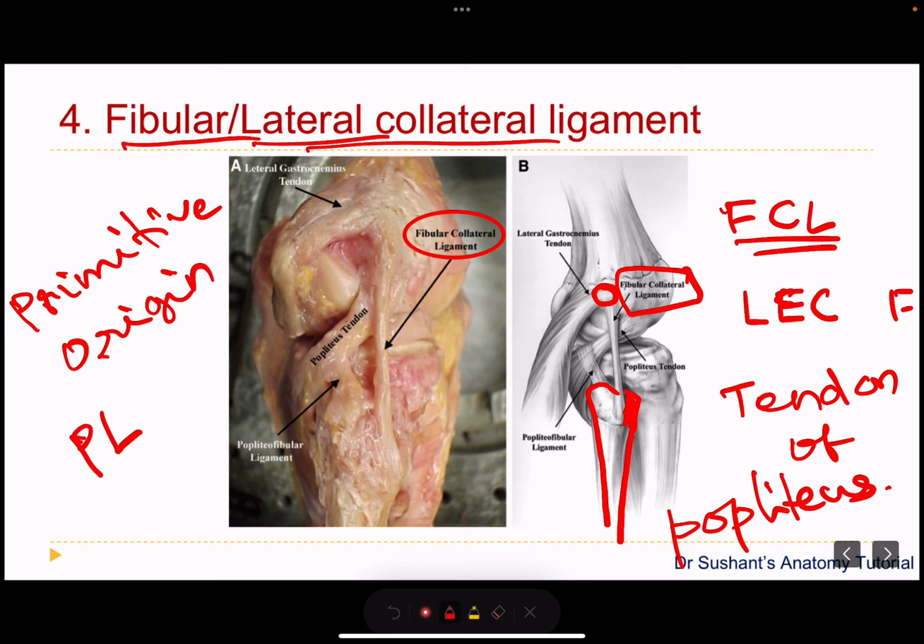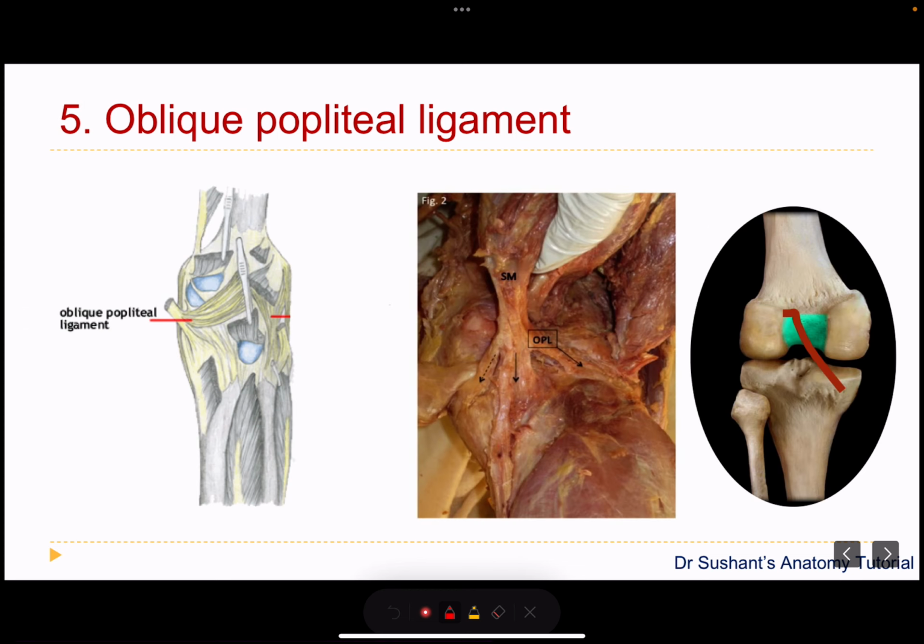Now, unlike the medial collateral ligament, which is attached to the medial meniscus, the lateral collateral ligament is not attached to the lateral meniscus. This is an important point to note. So this explains the associated tear of the medial meniscus with the medial collateral ligament. Remember, when the medial collateral ligament is torn, it is usually associated with the tearing of the medial meniscus, but this is not the case when the lateral collateral ligament of the knee joint is injured. It is usually not associated with the tearing of the lateral meniscus, because there is no attachment between the fibular collateral ligament and the lateral meniscus of the knee joint.